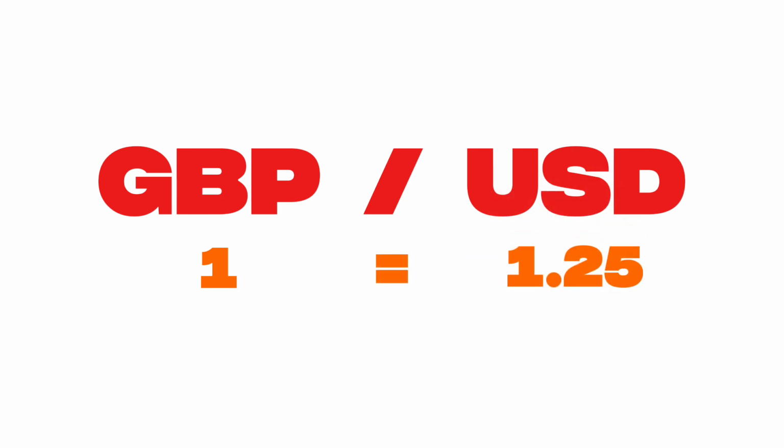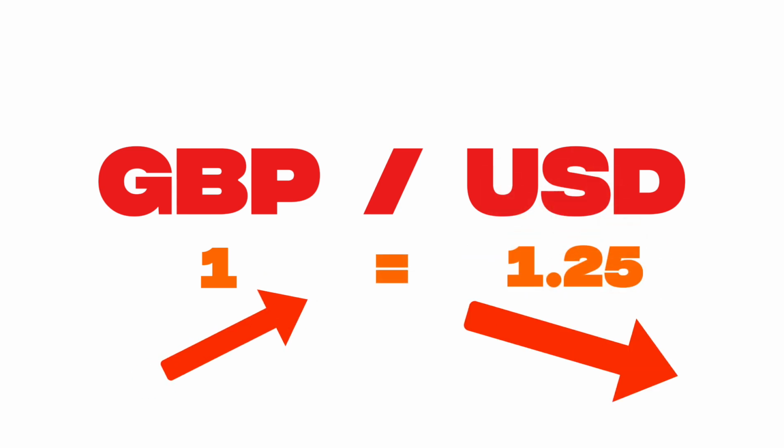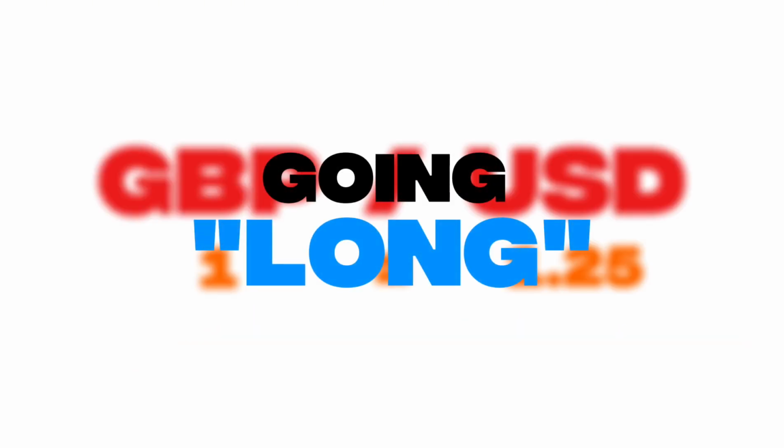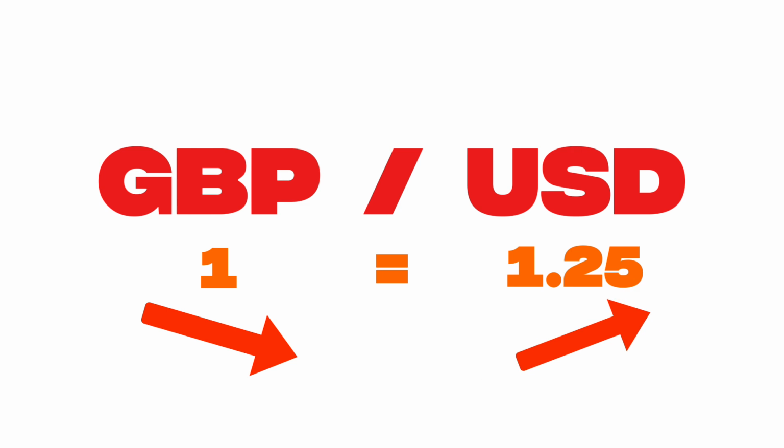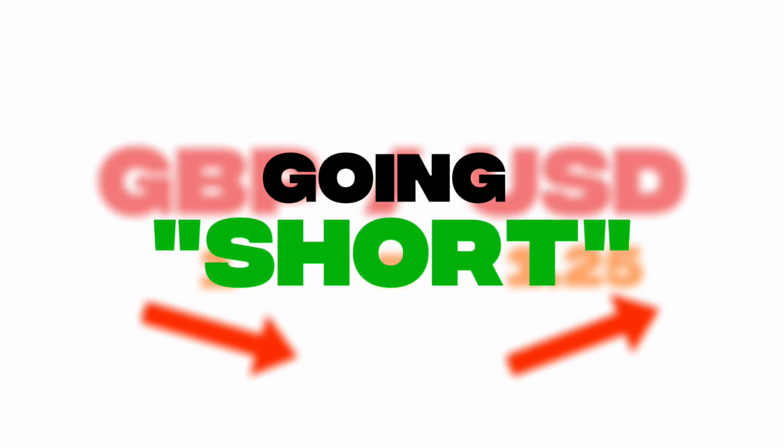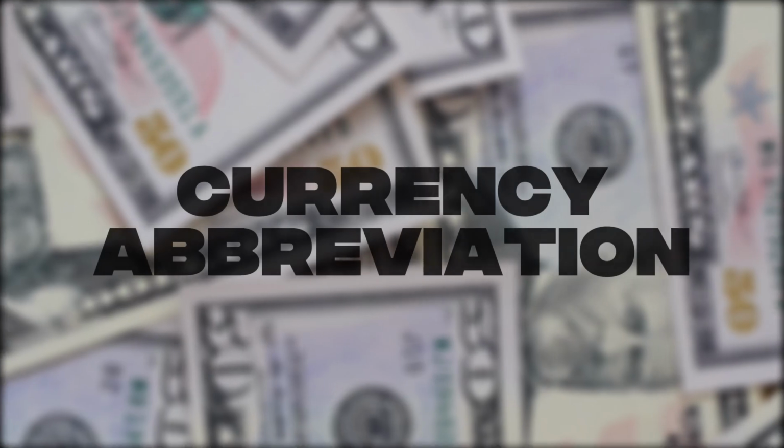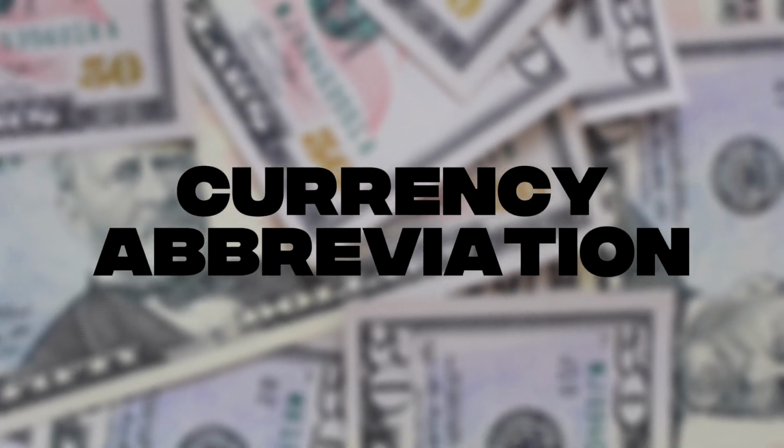So, if you think the British pound is going to get stronger compared to the dollar, you'd buy the pair. That's called going long. If you think the pound will weaken, you'd sell the pair. That's called going short. Here are some of the most common currency abbreviations you'll see.